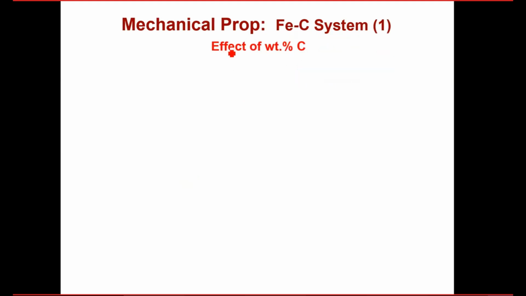Now, if we look at the effect of weight percent of carbon on the mechanical properties, we first classify materials into hypoeutectoid, which is carbon having less than 0.76 weight percent.